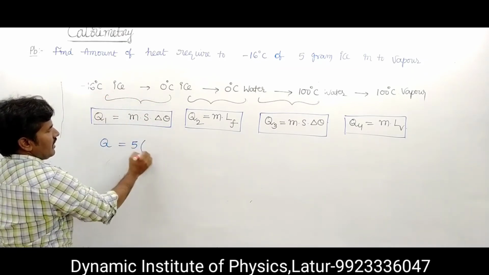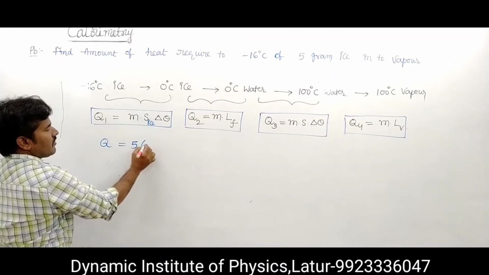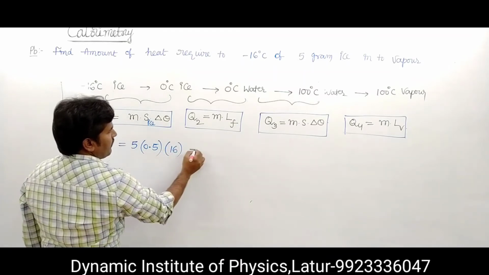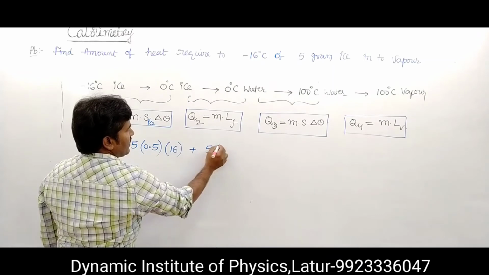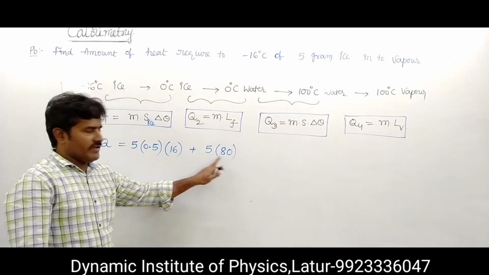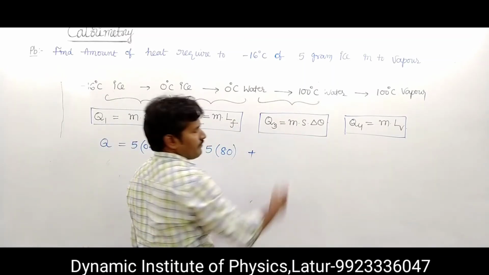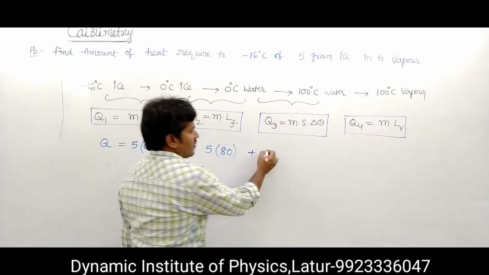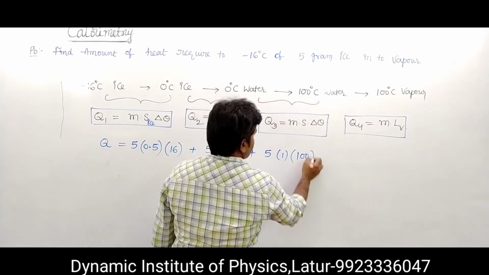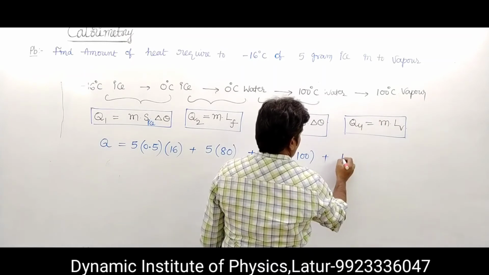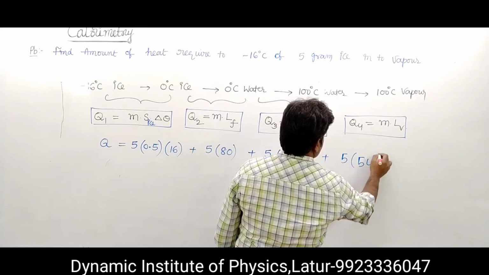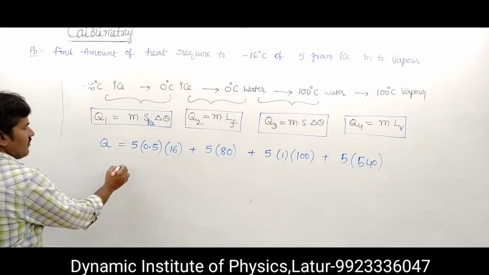Here m is 5 and this is ice. Specific heat of ice is 0.5 into temperature change 16 degrees centigrade, plus this is 5 gram of ice converted into water, which requires per gram 80 calorie, so 5 into 80, plus m, the mass of the substance is 5, and specific heat of water is 1, and temperature change is 100 degrees Celsius, plus m, 5 gram, into latent heat of vaporization, that is considered 540 calorie. Latent heat of vaporization is 540 calorie.